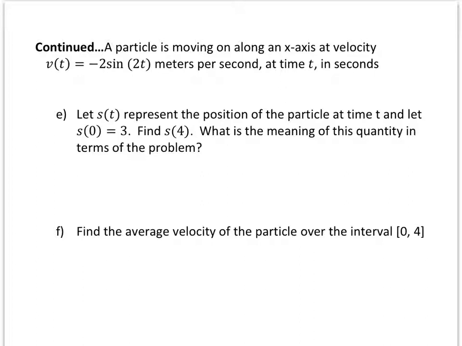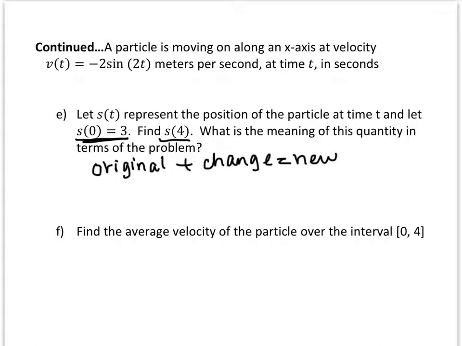Continuing this question, now we've been introduced to a function s of t to represent the position of the particle at time t, and s of 0 is 3. We're being asked to find s of 4. So I need to figure out something about the position. So I'm going to approach this the same way as I was doing the tub problems where I had an original amount. Here's my original amount. I'm being asked to find some value of that function in the future. And so I know that's the original, wherever I was to start with, plus the change gives me the new total, or in this case, the new position.